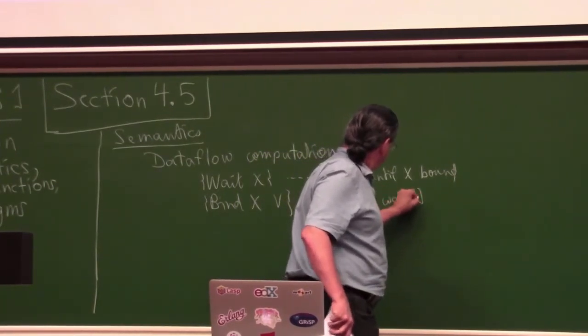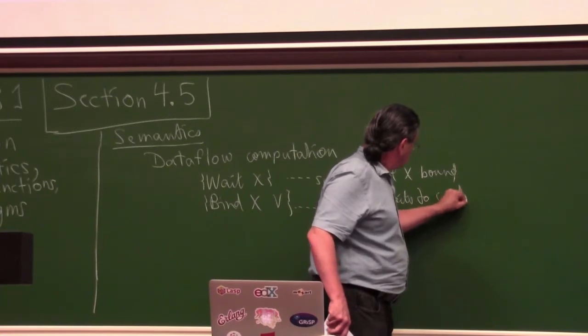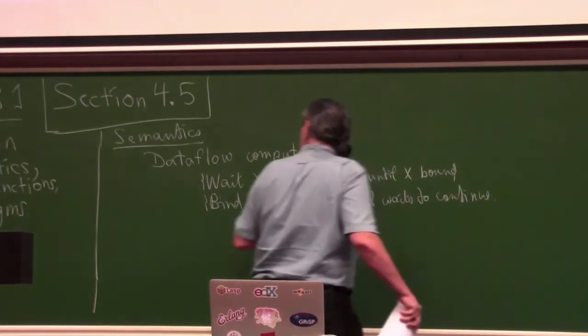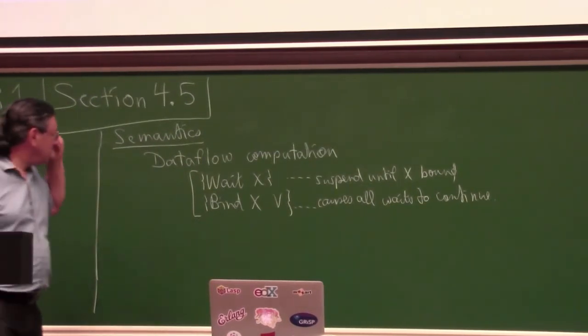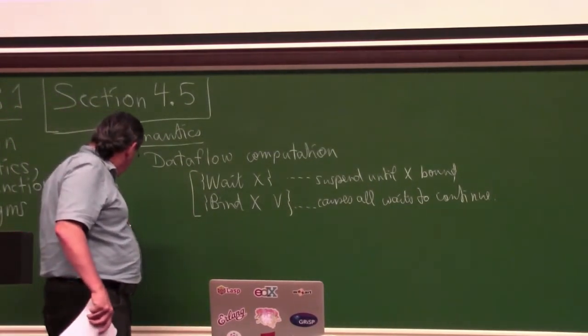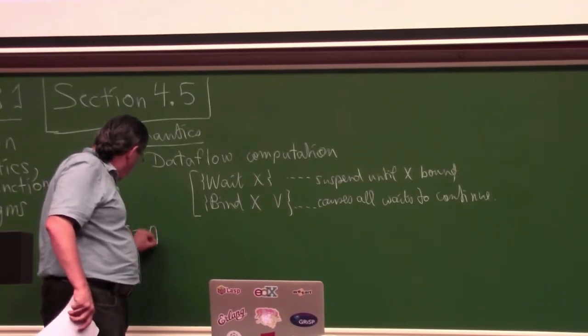Weights to continue. So these are the two primitive operations that define the data flow. Assume now that I want to do an addition. C equals A plus B.